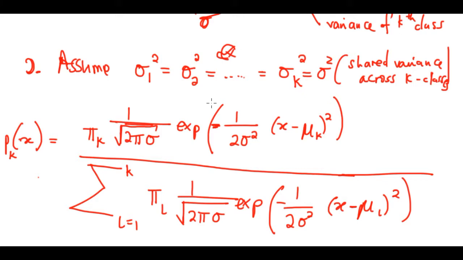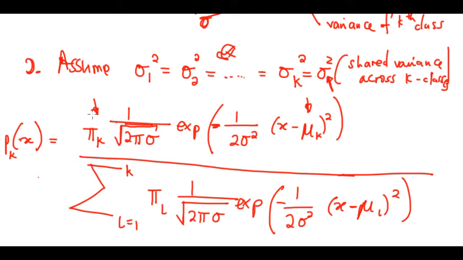So since we want all those parameters, like the pi k, we can calculate, but some things like the mu of k and the shared variance might be difficult to calculate. So LDA will try to approximate that. How is it going to do it? The linear discriminant analysis method approximates the Bayes classifier by plugging in estimates of these.